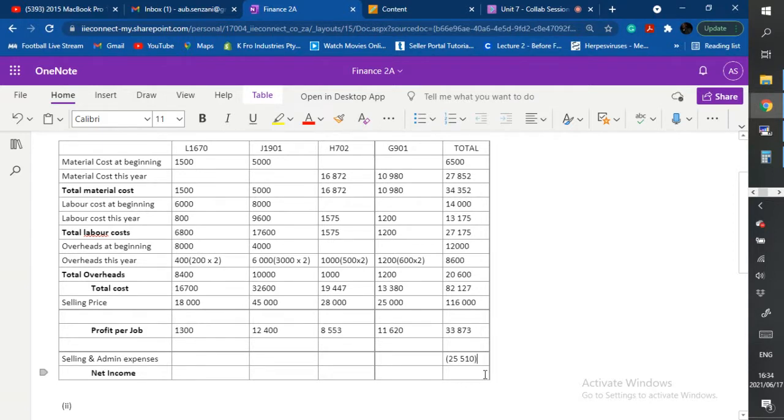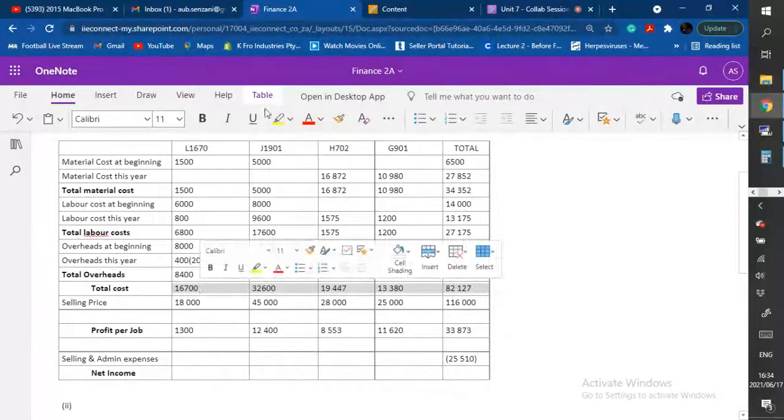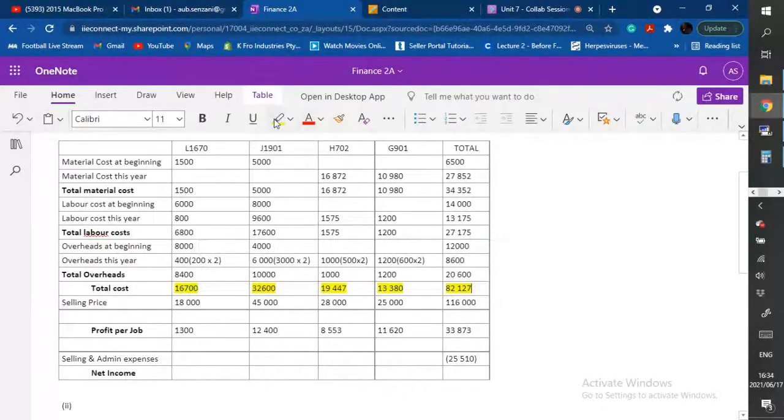So part one, calculate the cost of the jobs completed. So we've done that. We did that over here. Total cost. This was the total cost of the jobs completed. I'm just going to highlight there in yellow. Okay, right. Then the next bit, calculate the closing work in progress.